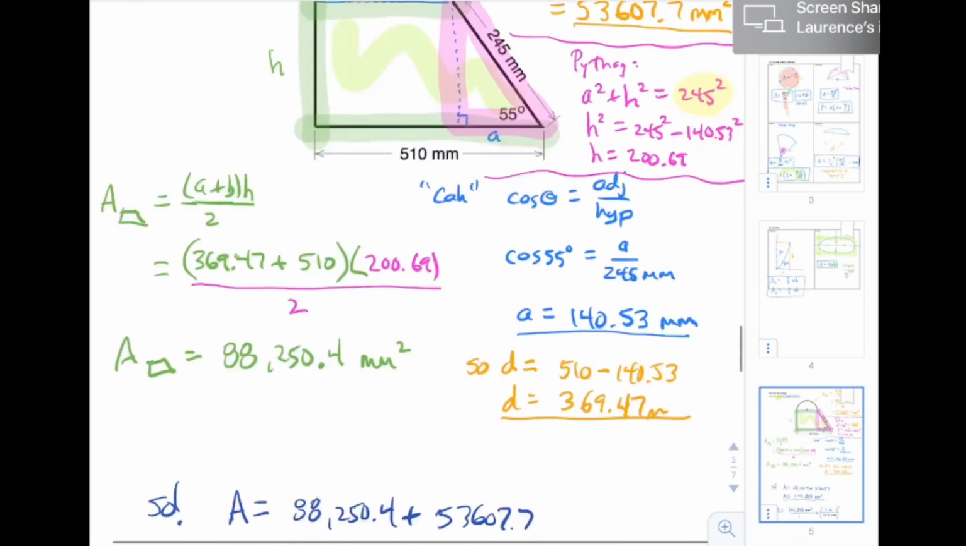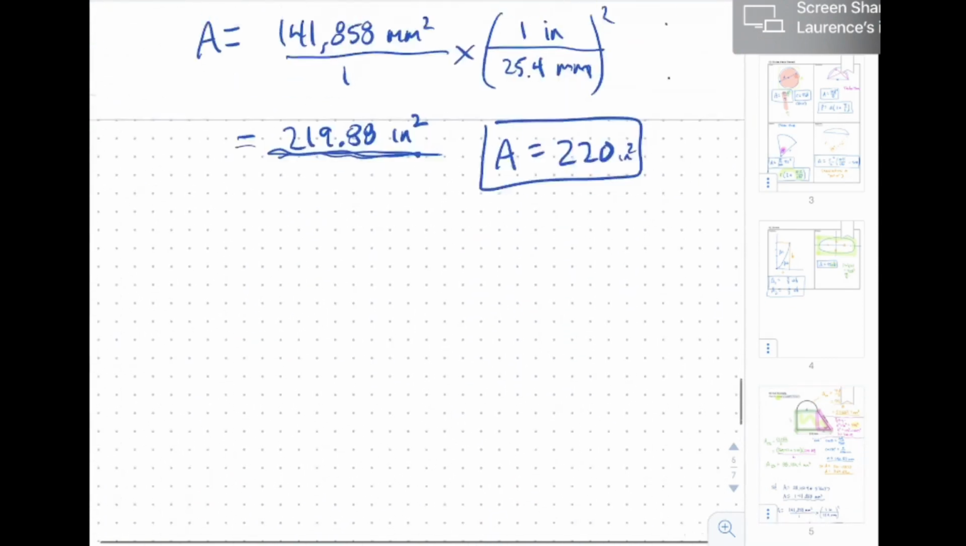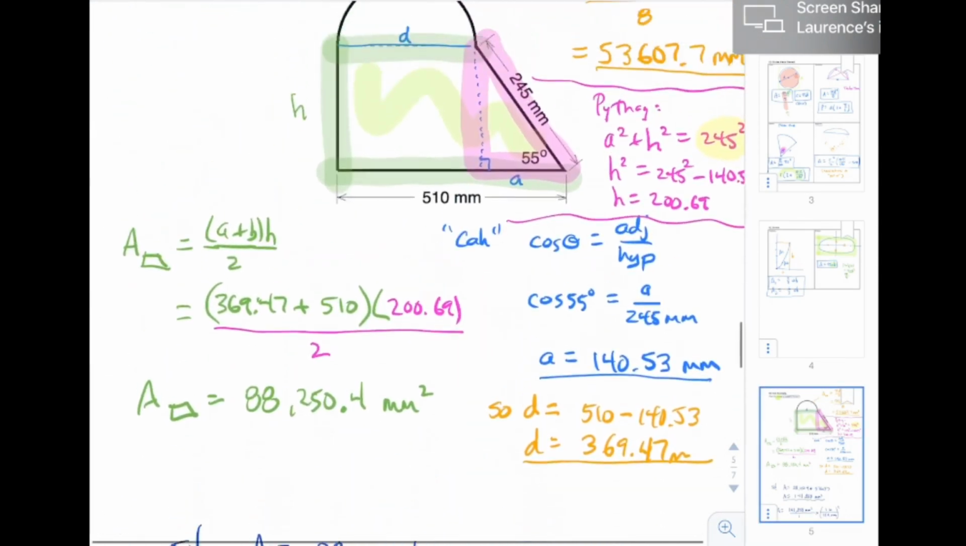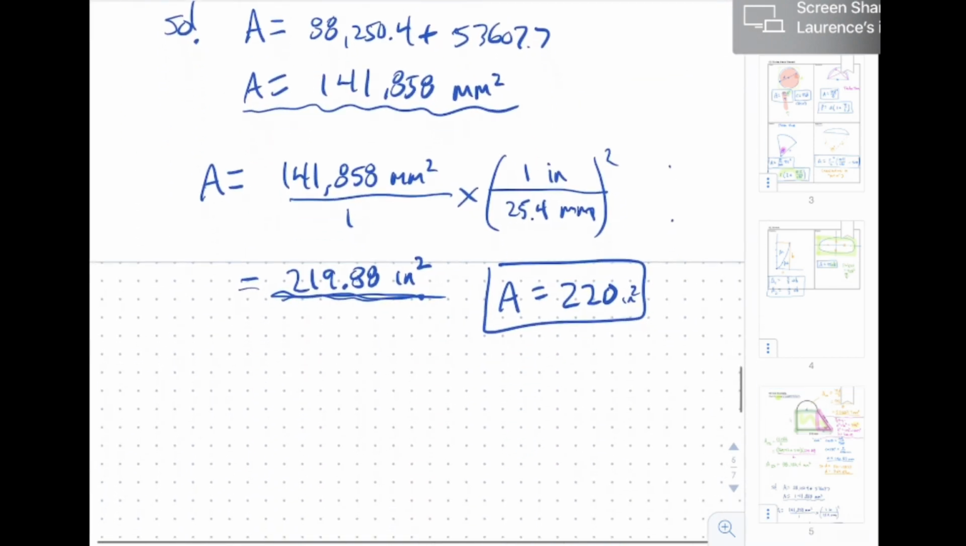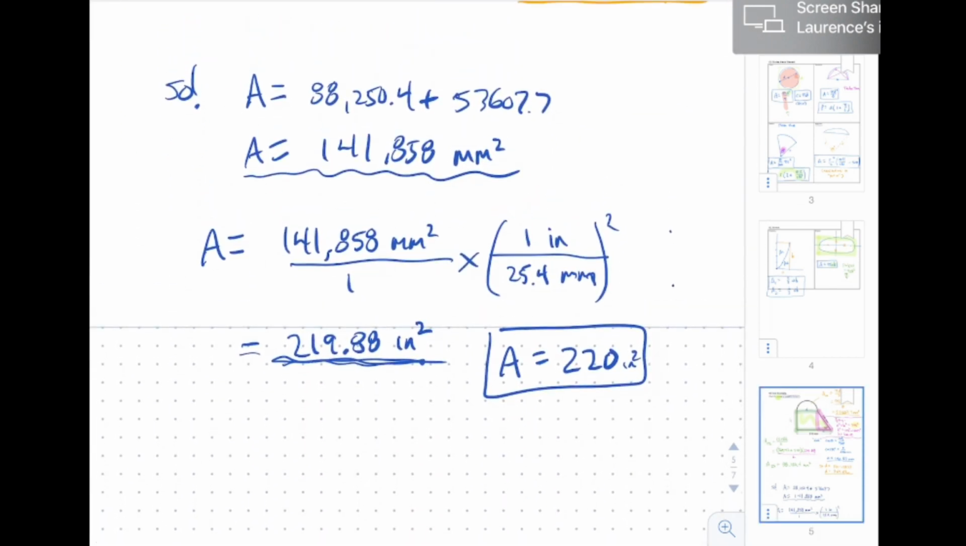Whoa. Okay, so your homework's going to involve similar-ish stuff. You're going to need to remember your trig sometimes in order to figure out dimensions that you can put into the formulas. You're going to need to remember how to convert areas and so on.